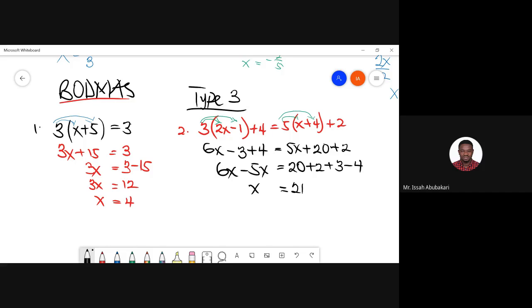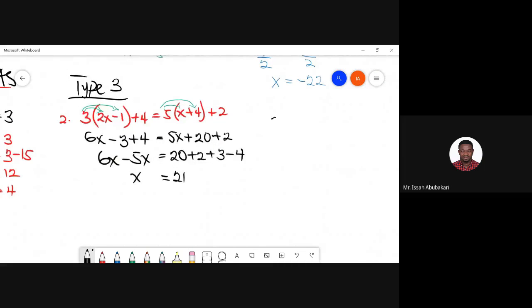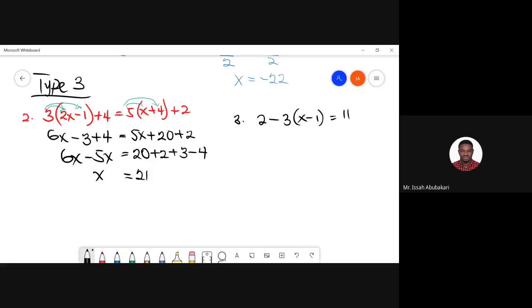Now let me give you one question to try. Are you ready? When we have question 3, when we have 2 minus 3 x minus 1 should be equal to 11. Now let's try this one. Question 3. What do we get?